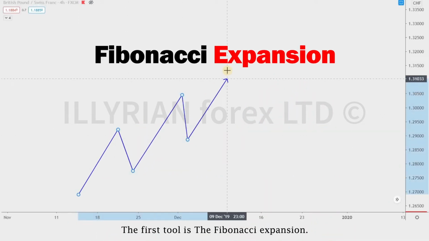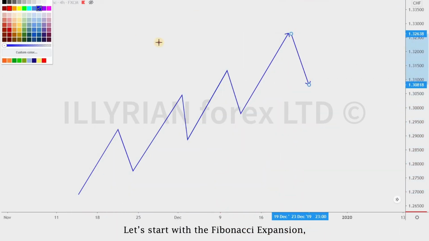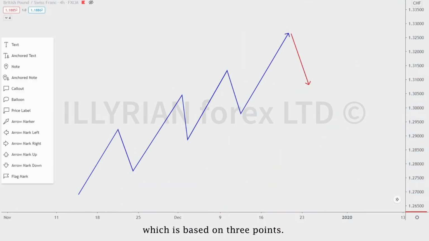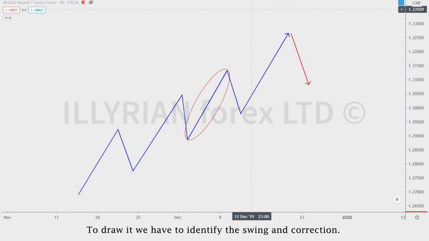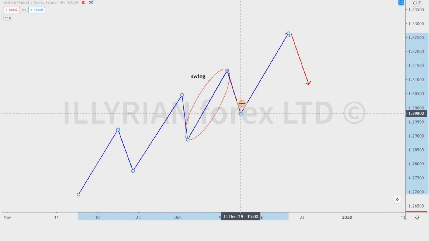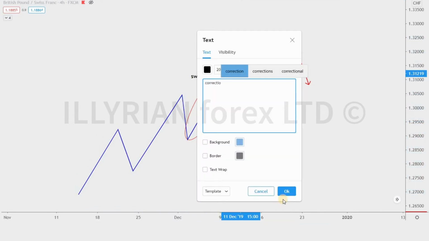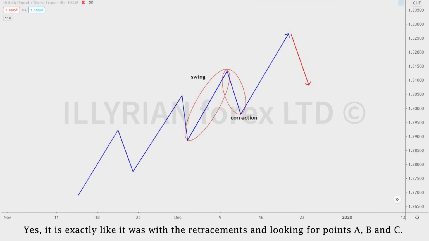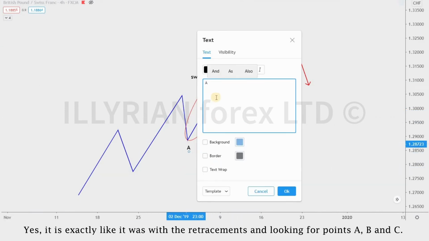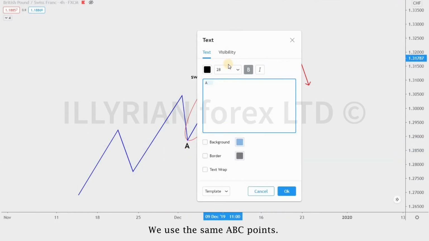The first tool is the Fibonacci expansion. Let's start with the Fibonacci expansion, which is based on 3 points. To draw it, we have to identify the swing and correction. Yes, it is exactly like it was with the retracements and looking for points A, B, and C. We use the same A, B, C points.